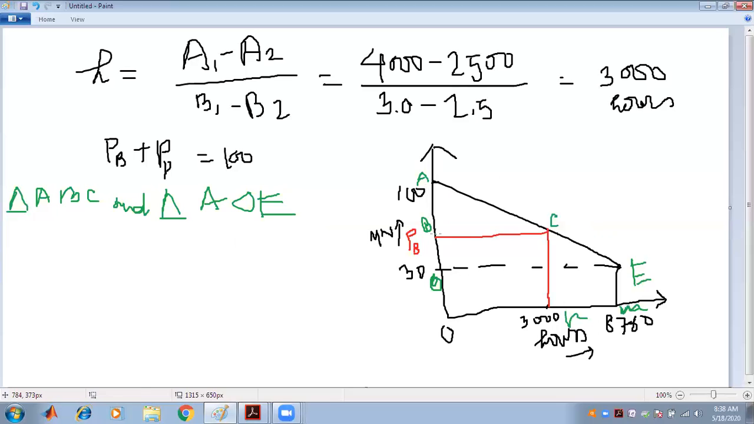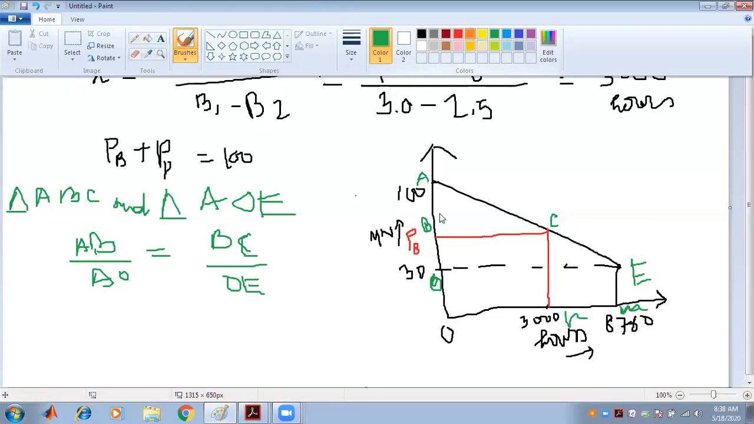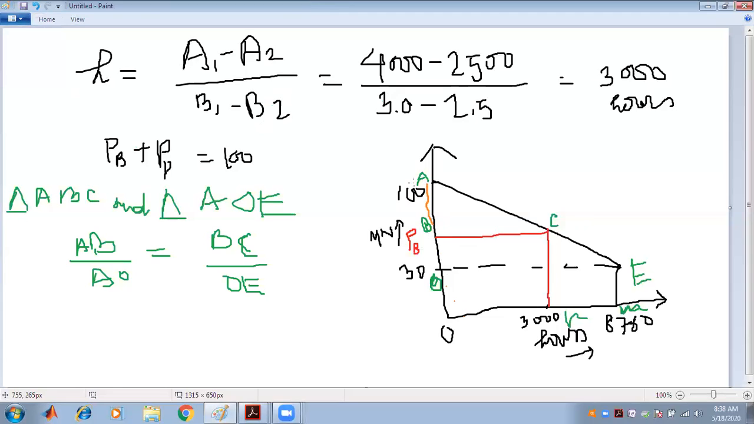If those two triangles are similar, then we can easily write AB by AO is equal to BC by OE. What is AB? AB is this portion. The total is 100 and this portion is P_B, so AB is 100 minus P_B.